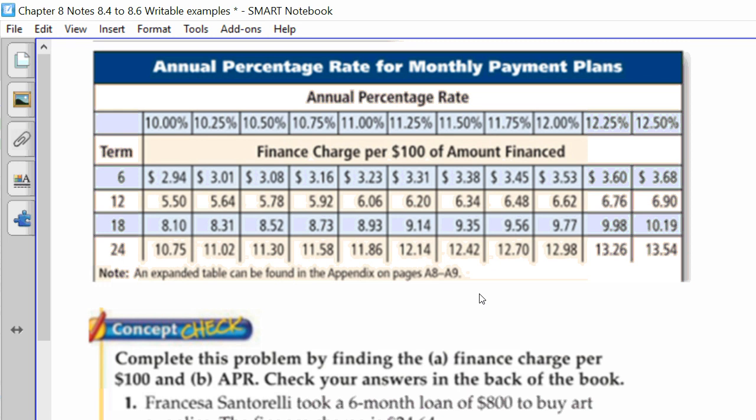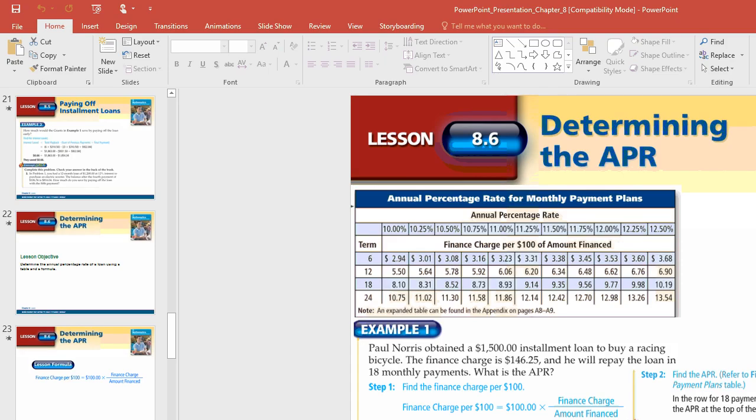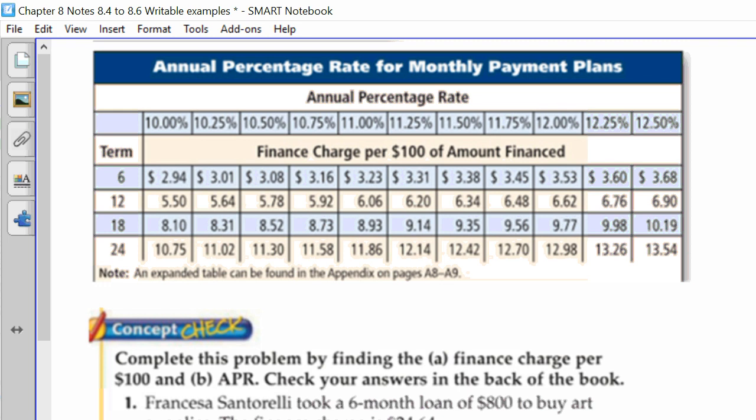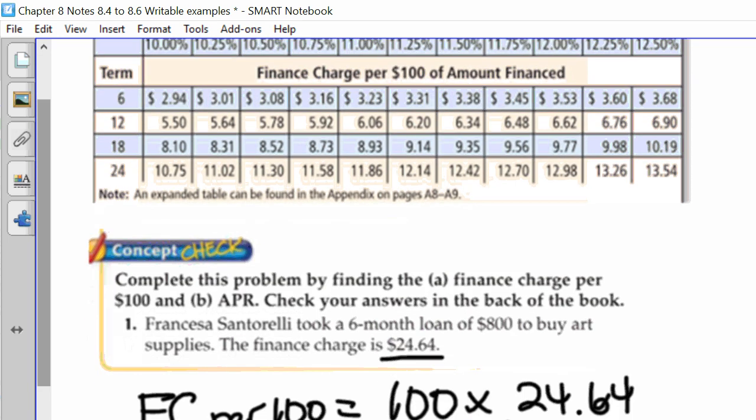All right, so Francesca Fantarelli took a 6-month loan of $800 to buy art supplies. The finance charge is $24.64. So we find the finance charge per $100. We're just using our formula: 100 times the finance charge divided by the amount financed. So our finance charge was $24.64 divided by our loan amount, which is $800. So 100 times 24.64 divided by 800, and that's $3.08.